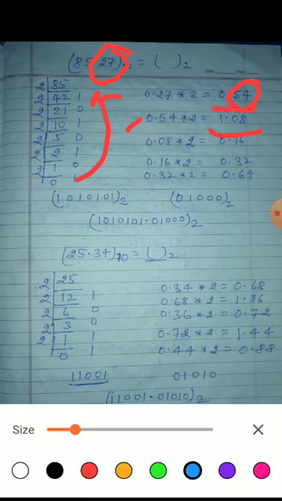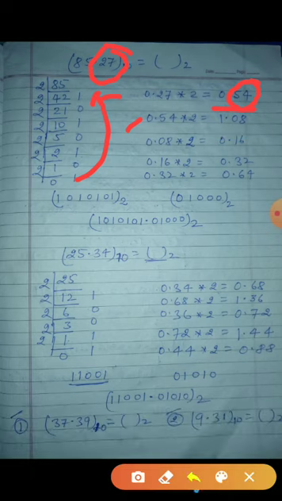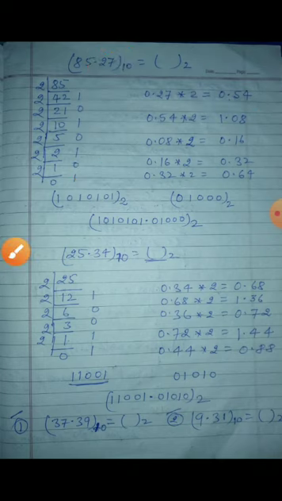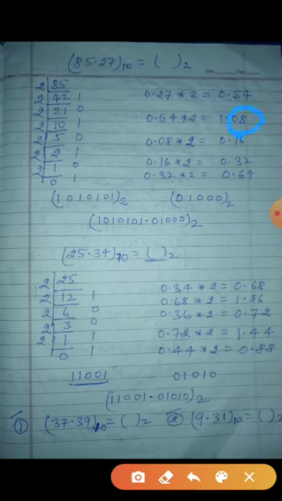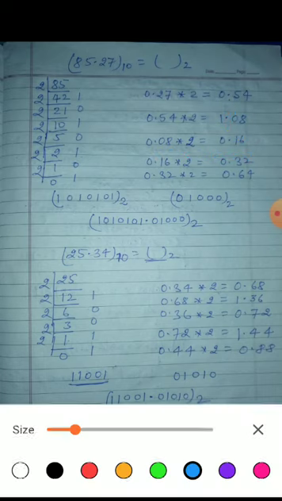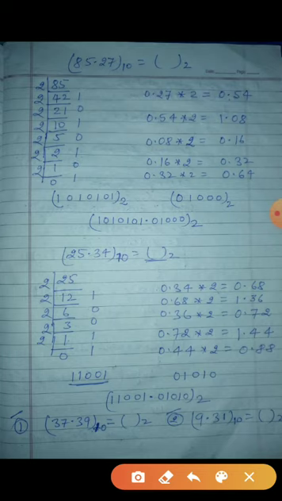Okay, now 1.08, again take the part after the point. What is after the point? 0.08. Now 0.08 multiplied by 2 is 0.16. Next, again take 0.16 multiplied by 2, 0.32. Again take 0.32 multiplied by 2, 0.64. You can go up to 5 or 6 or 7, but 3 times is compulsory. 4 or 5 you can go, no problem.